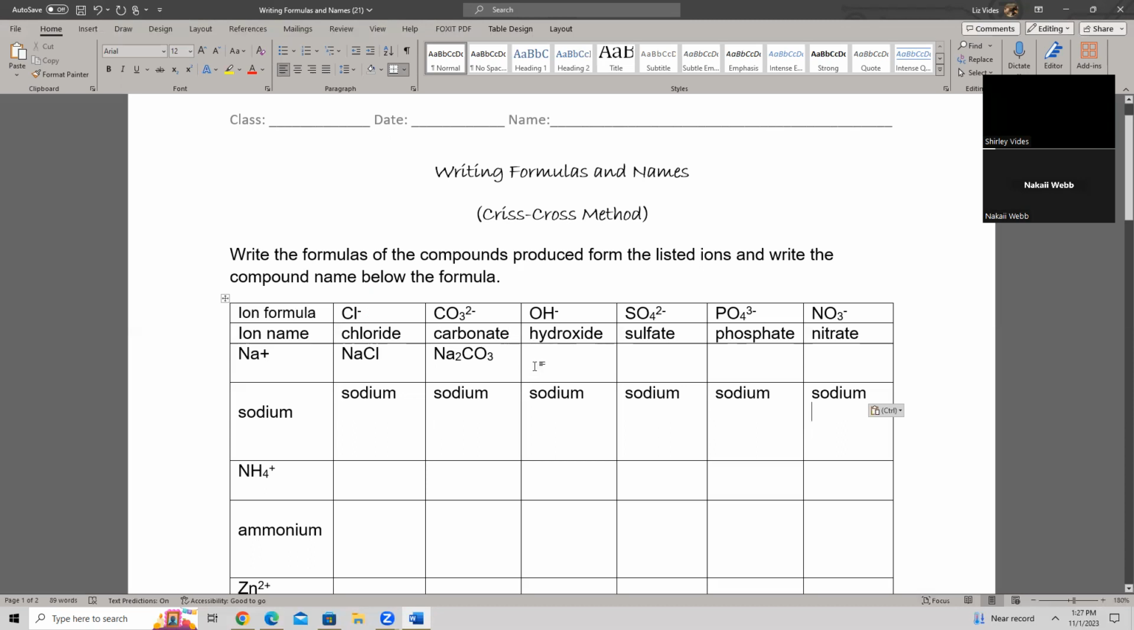All right, so the next one is sodium and hydroxide. So it's a 1 positive and a 1 negative. So again, it's just NaOH. What about sodium sulfate? Well, we are transferring that charge from the sulfate, remember, as a subscript on the sodium. And then the SO4 just gets the SO4 because there's nothing to put on there because it's a 1.